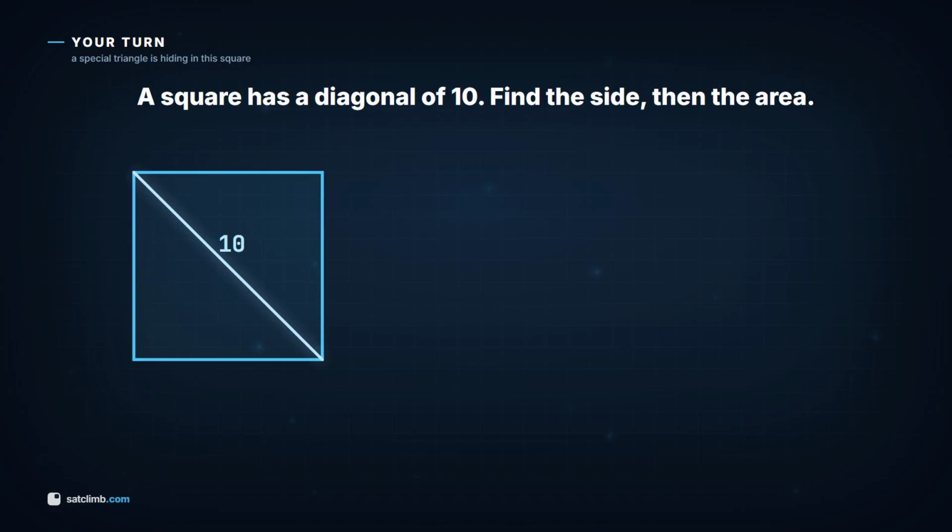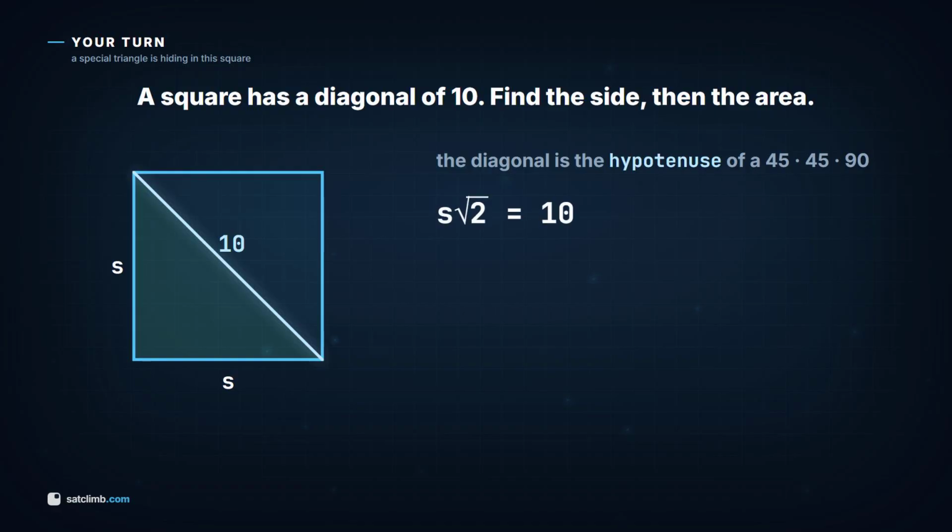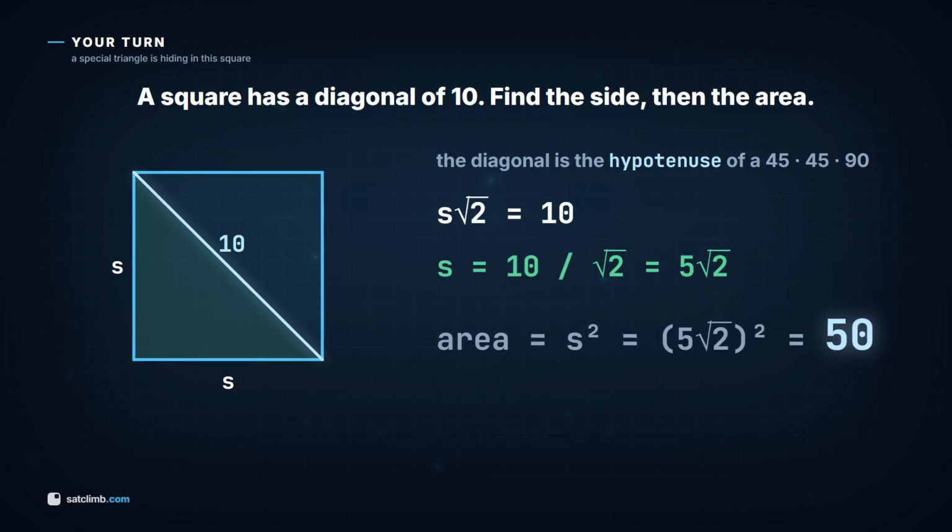The diagonal of a square cuts it into 2 45, 45, 90 triangles, and that diagonal is the hypotenuse. Hypotenuse equals leg times root 2, so 10 equals s times root 2, and s is 10 over root 2, which is 5 root 2. The area is s squared. 5 root 2 squared is 25 times 2, 50.